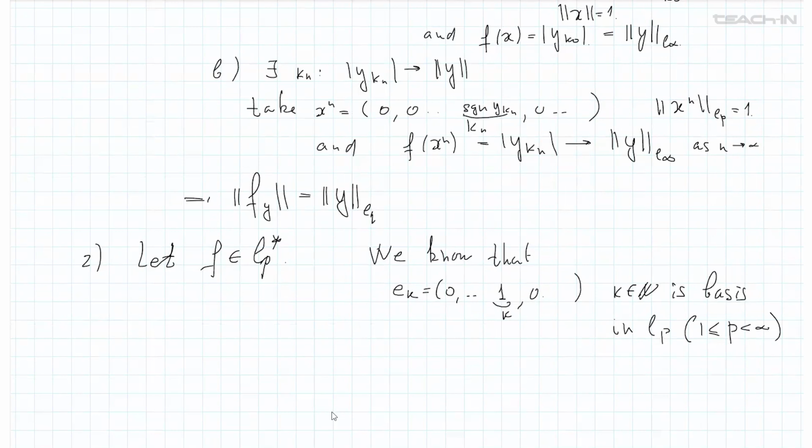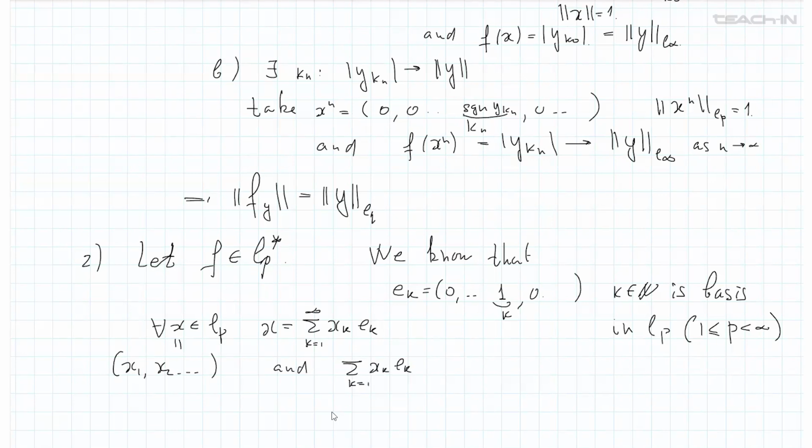Then for any x from LP we have the representation, the sum of xk ek, where x equals x1, x2, and so on. And we know that the partial sum tends to x as n tends to infinity.